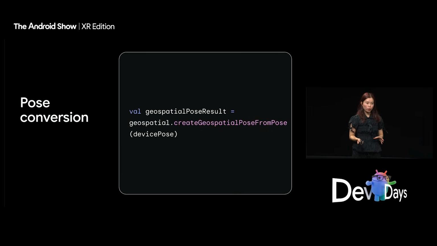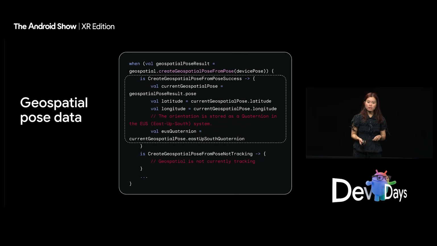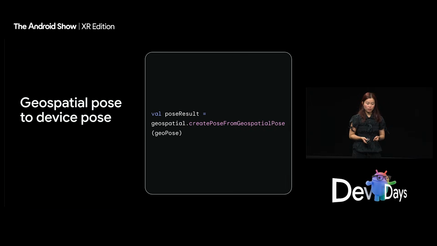Now, let's talk about the core of the Geospatial API, converting poses. You can take the current device pose from a session and convert it to a geospatial pose using the createGeospatialPoseFromPose method. If the conversion is successful, you can access the geospatial pose containing the latitude, longitude, and east, up, south quaternion for the orientation. To go the other way and convert a geospatial pose to a device pose, simply call the createPoseFromGeospatialPose method. This transforms real-world coordinates into precise visual space for the glasses.